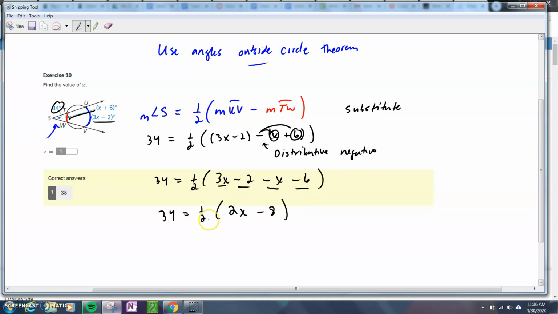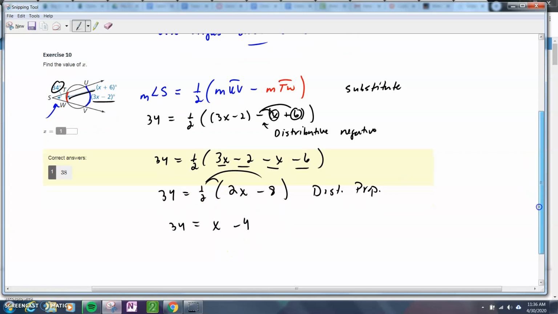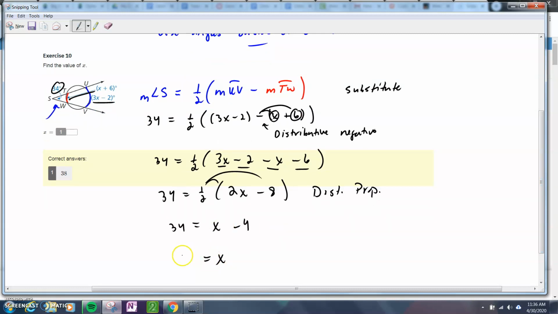Here we go. Now let's do the distributive property here. I'm just going to write that to the side again. Another distributive property. So 34 equals half of 2x. Well, that's just an x. And then half of 8, that's just 4. We're now going to add 4 to both sides. And you're going to find your x is 38.